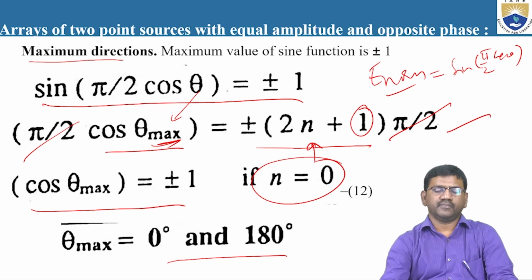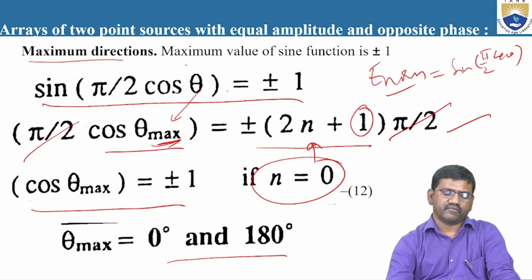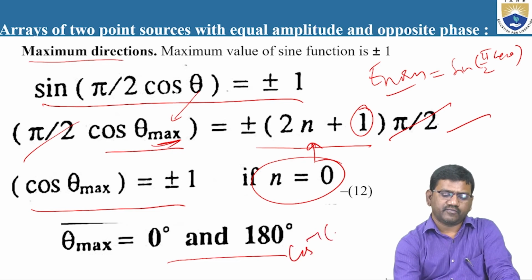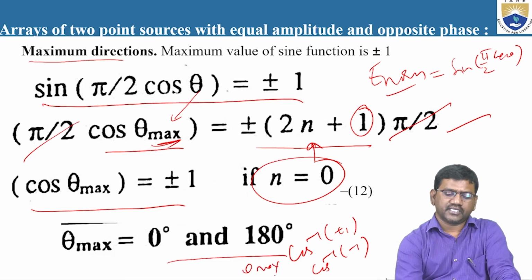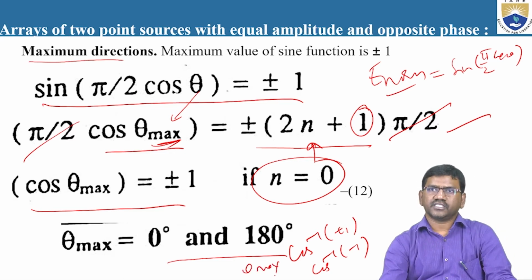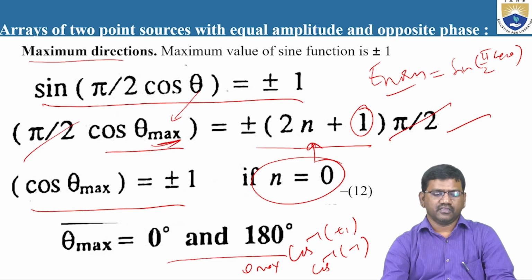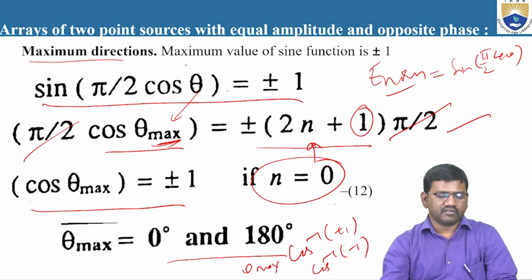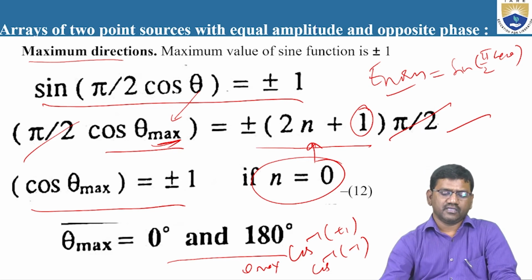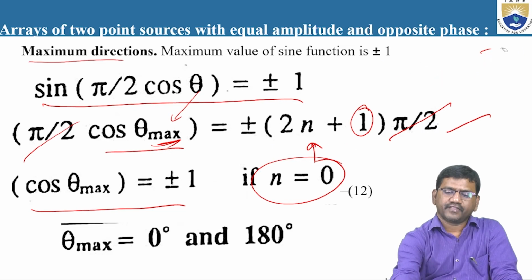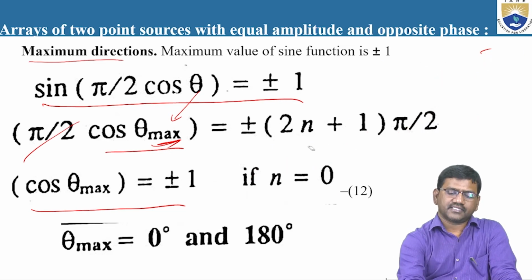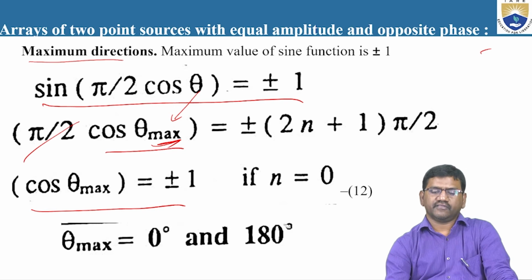So theta max will be equal to cos inverse of plus 1 and cos inverse of minus 1. So theta max will be in two directions, that is cos inverse of plus 1 and cos inverse of minus 1, which are equivalent to 0 degrees and 180 degrees. So here we are getting the value of theta max as 0 degrees and 180 degrees.